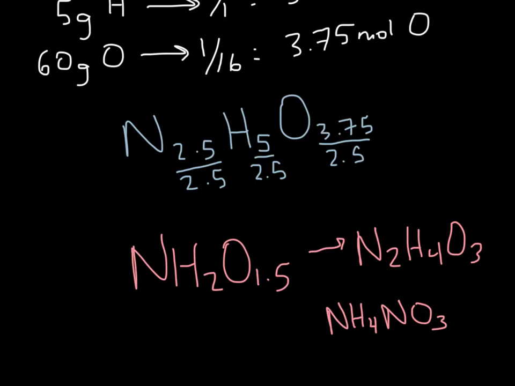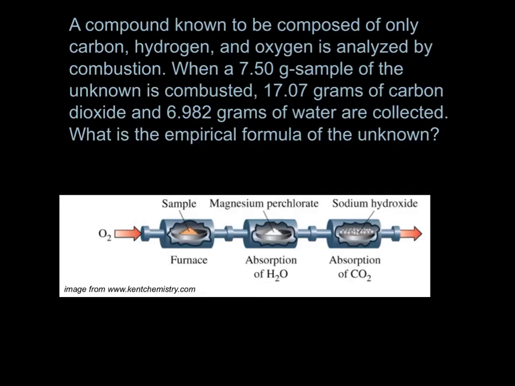Let's take this one step further and look at some combustion data and see how we can use combustion data to find the empirical formula for a hydrocarbon. Alright, here we're told a compound is known to be composed of only carbon, hydrogen, and oxygen.